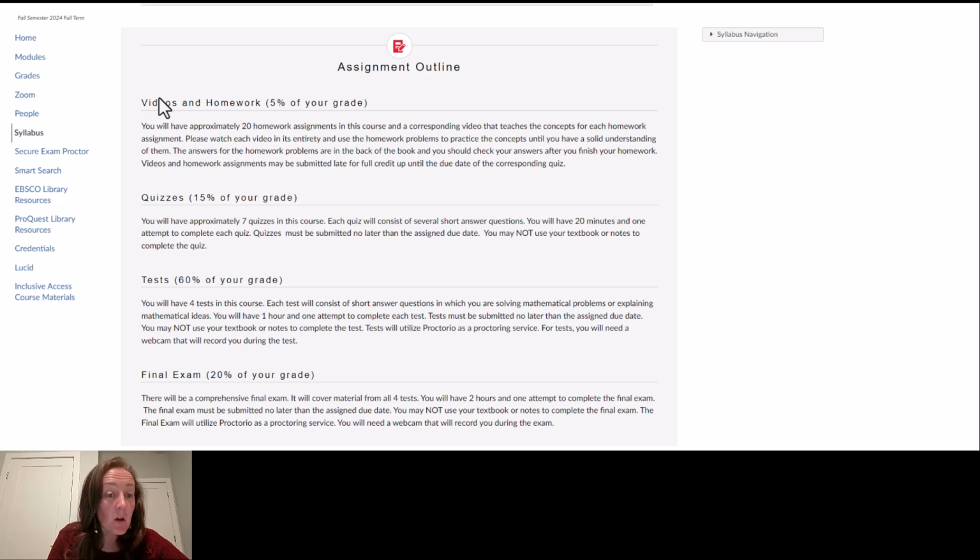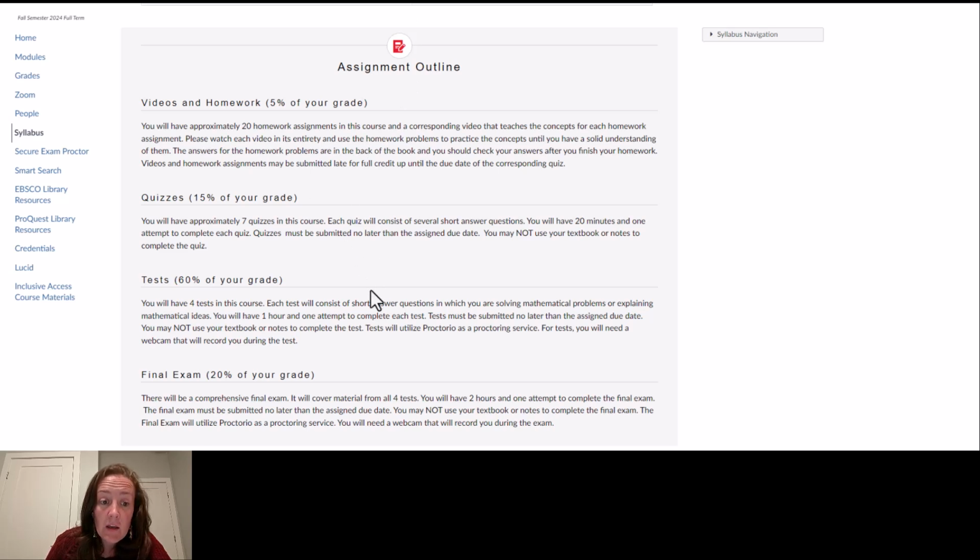And then after you have watched the videos and read the textbook for that section, you'll complete your homework assignments. The way that I grade the homework assignments is basically just based on completion, because all of the answers for the homework problems are in the back of the book. You should use that as a resource to help you check your answers and make sure you really understand all of the topics that are covered in those assignments. And you can submit homework assignments late if you need to, up until the due date of the quiz that corresponds to those homework assignments.